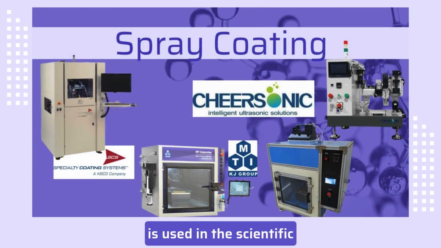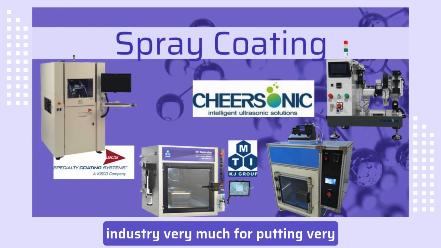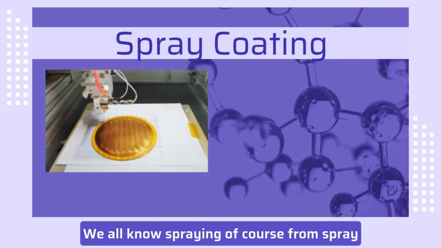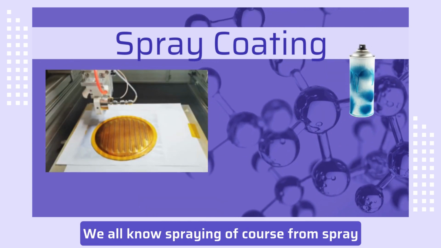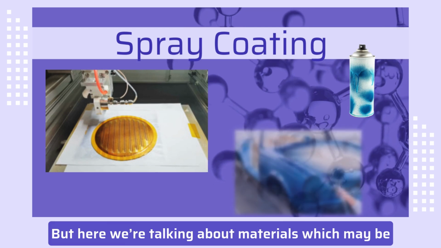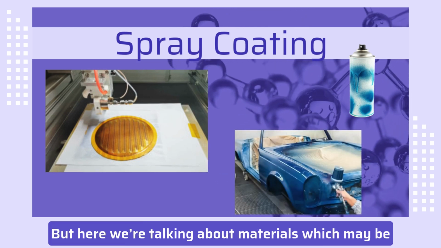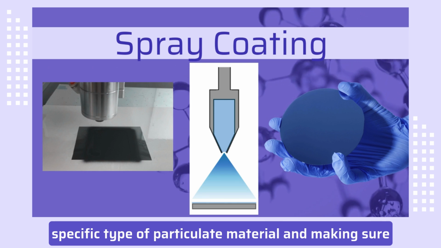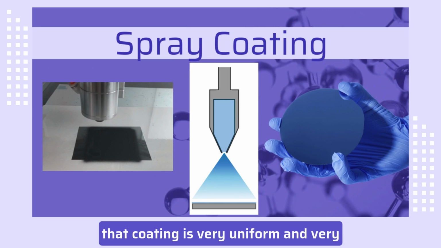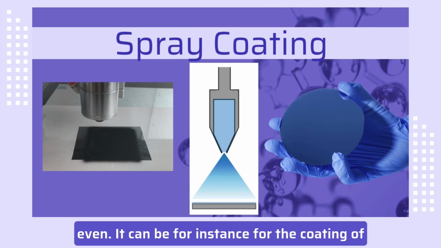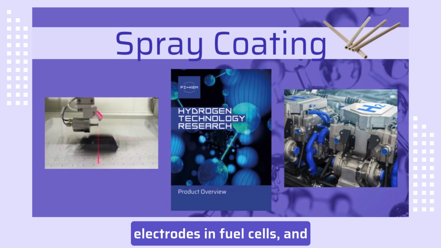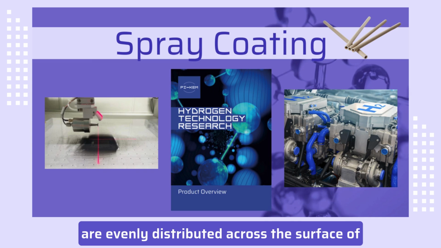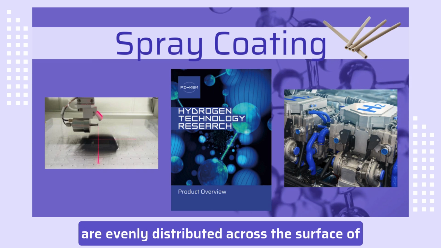Spray coating is used in the scientific industry very much for putting very special coatings onto surfaces. We all know spraying, of course, from spray cans and for painting cars, but here we're talking about materials which may be containing a specific type of particulate material, and making sure that coating is very uniform and very even. It can be, for instance, for the coating of electrodes in fuel cells, making sure the ceramic components of the coating are evenly distributed across the surface of the electrodes.